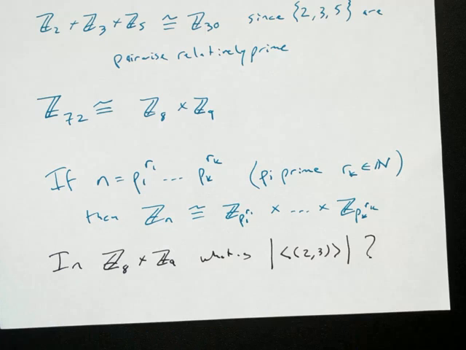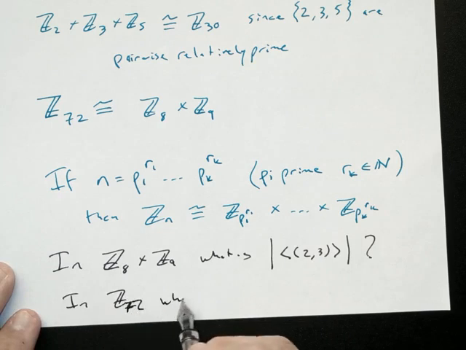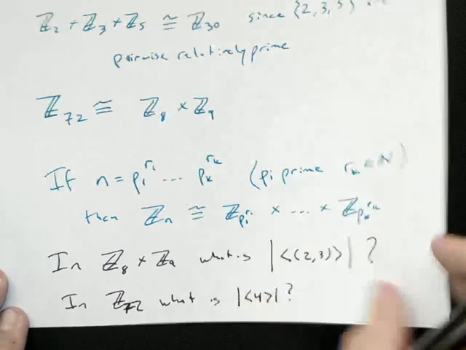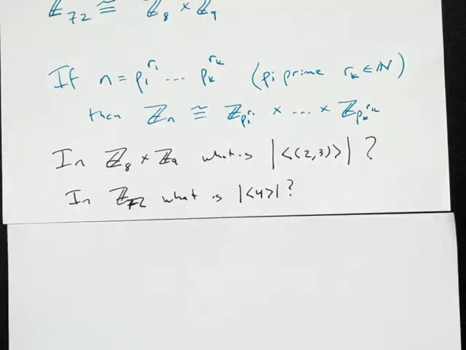By the way, I just pulled this out of thin air. I have no idea what the answer is to this. If I was in Z72, how would I do it? If I asked you to find the order of the subgroup generated by 4 in Z72, you should know how to answer that question. That was on the first exam.